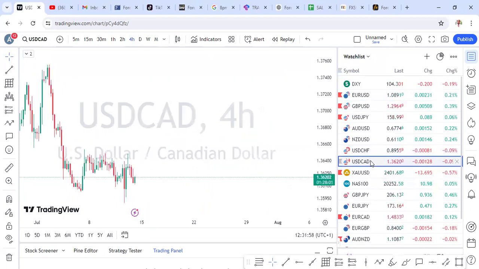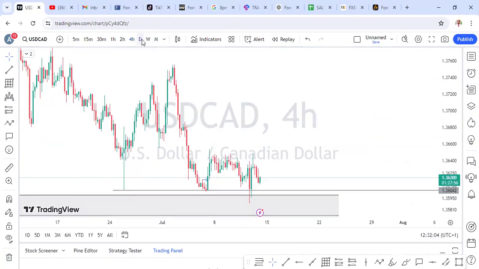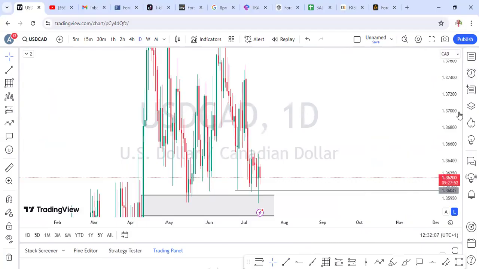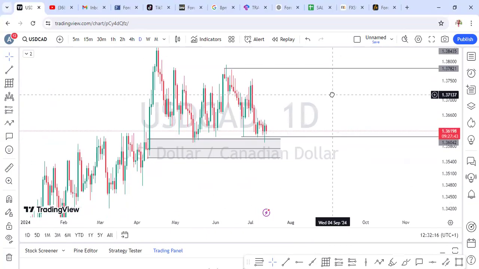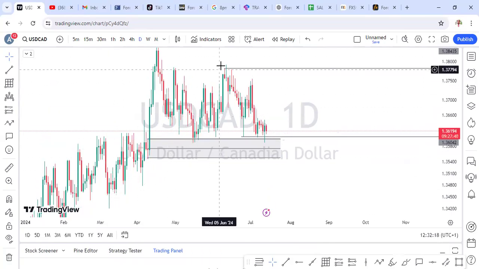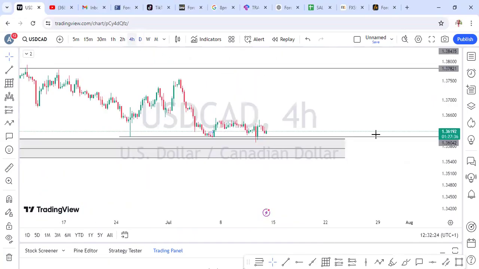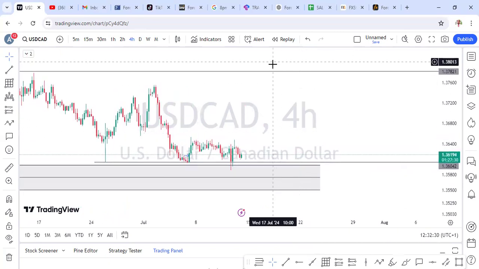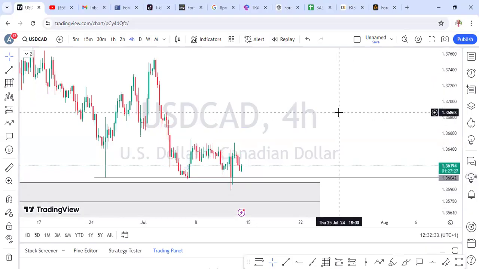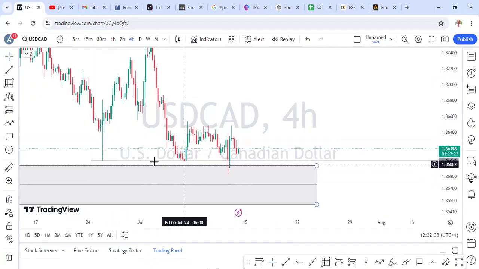USD CAD is respecting that demand, rejected from this demand area, this order block. The structure before us is that we are still more bullish, but price is ranging. We are in a range market, you can see. So 4 hours will give us a clue whether to go up or down. We need a clear movement. Since price is rejecting from this demand area, you can see all this low liquidity has been taken.